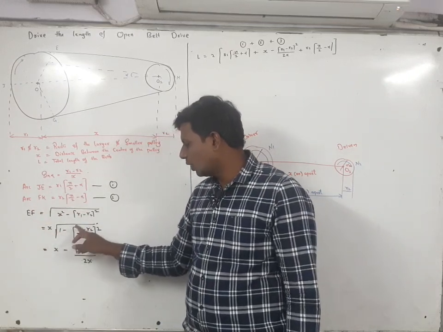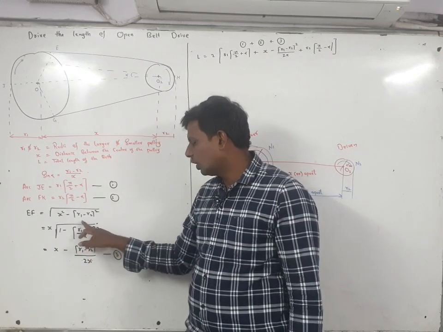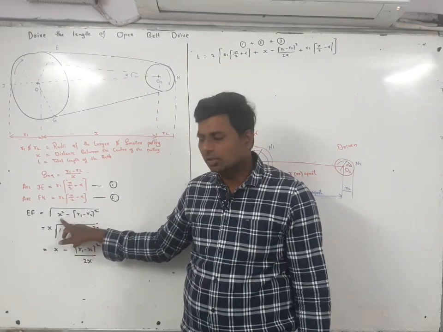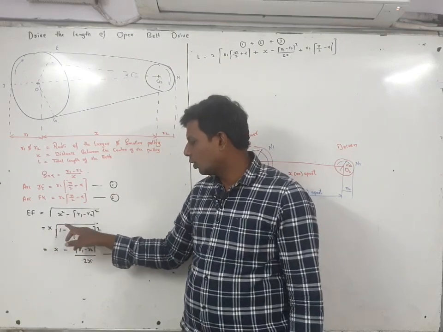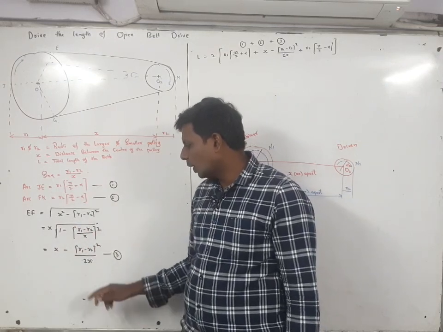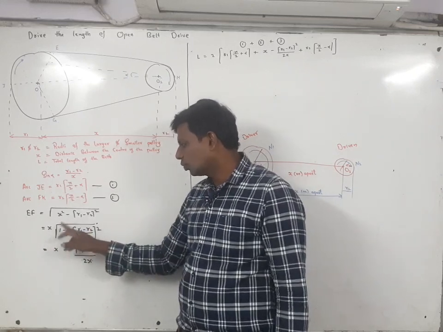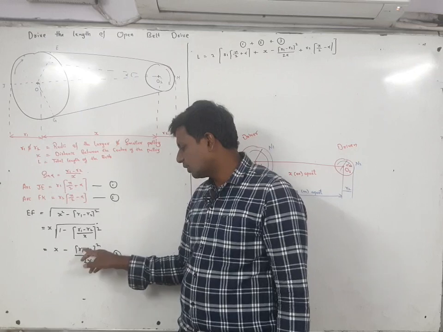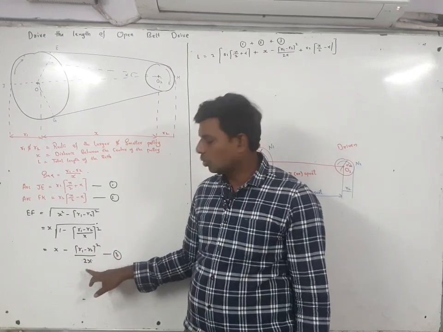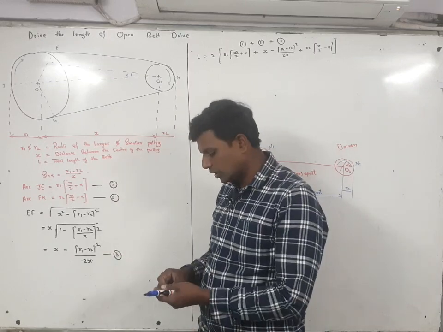So it becomes x under root of 1 minus ((R1 minus R2) by x) whole square. You took x as common. Then write x as it is, and squaring on both sides, the square root will get cancelled, giving x minus (R1 minus R2) whole square by 2x. Let this be your equation 1, and this one your equation 2.